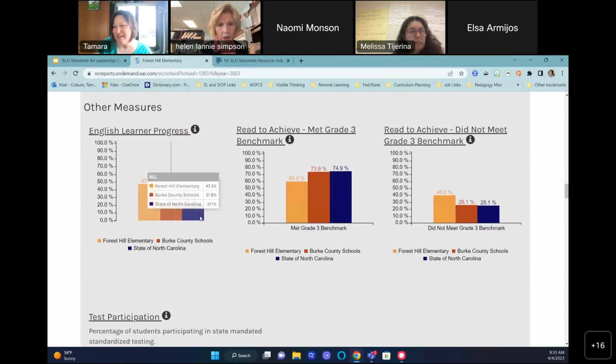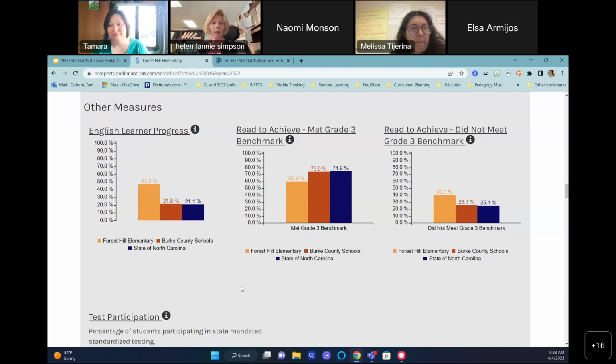And so Forest Hill did exceptionally well. A little over 47% of their kiddos actually met their annual EL progress goals, their annual composite ACCESS score. And you notice that it is well above the district average and the state average of 21.1%.